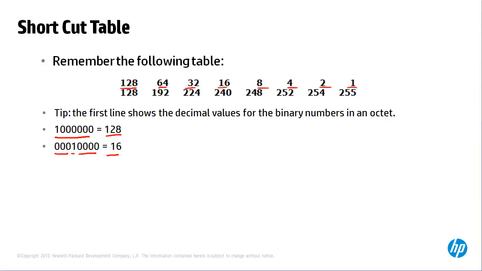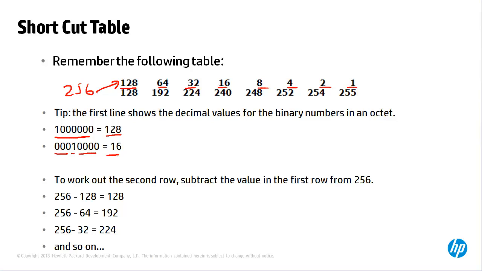In the IP addressing video, I explained these values in a lot of detail, so I'm not going to cover it again here. The second line is simply 256 minus the first line. So 256 minus 128 gives you 128. 256 minus 64 gives you 192. 256 minus 32 gives you 224, and so forth. Lastly, 256 minus 1 gives you 255. So for ease of use, remember the top line, and then simply subtract that number from 256 to get the second number.